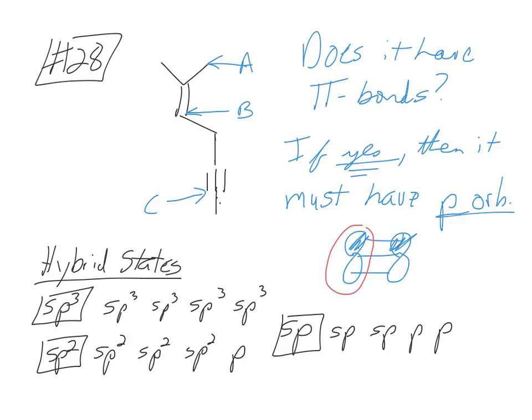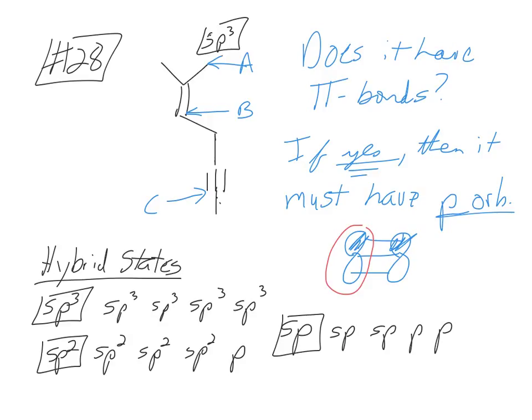So for every pi bond, we can only have 1 p orbital, right? 1 p orbital gives us 1 pi bond. So carbon A, this carbon up here, how many pi bonds does it have? Does it have any? So what hybrid state must it be? Has to be sp3. All right, so that's sp3.